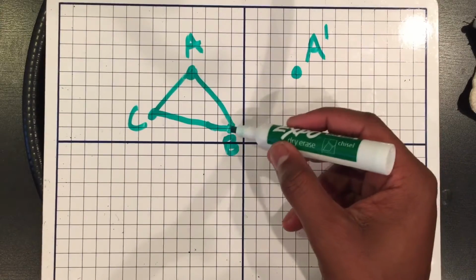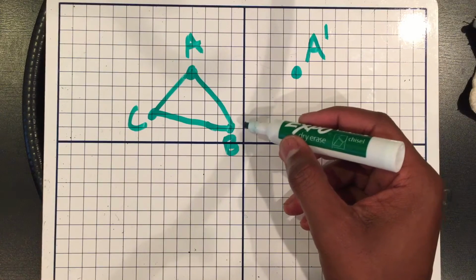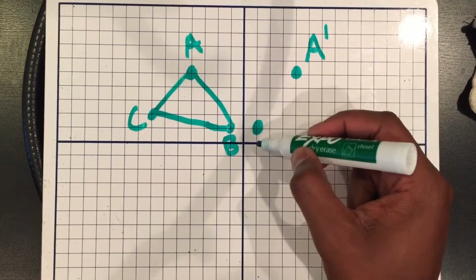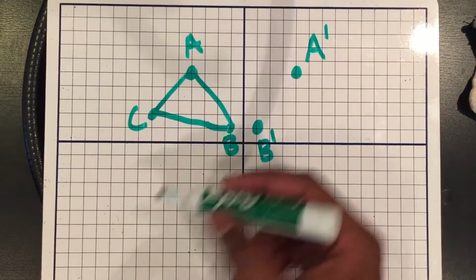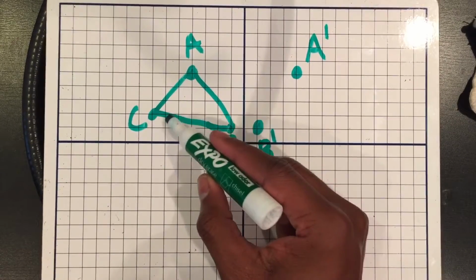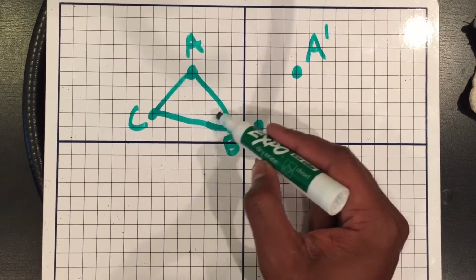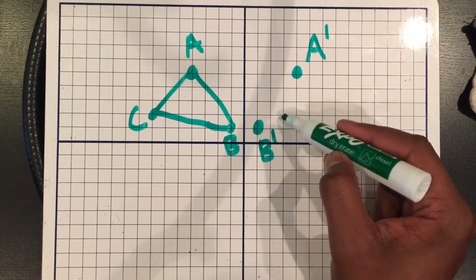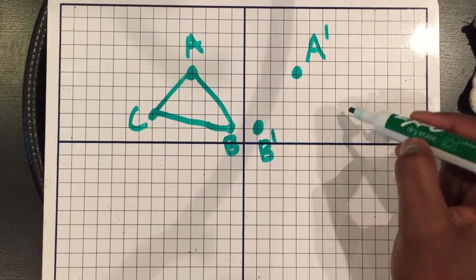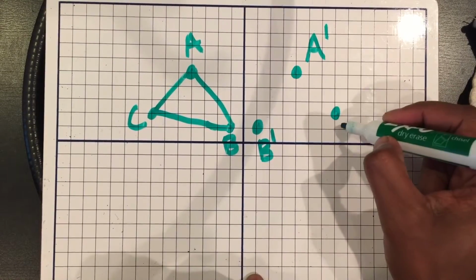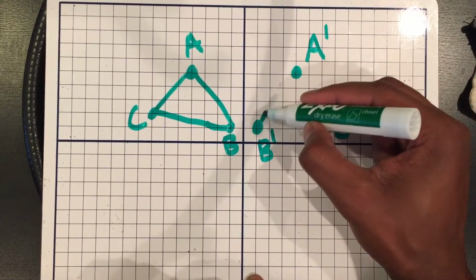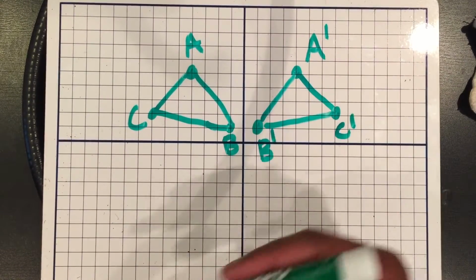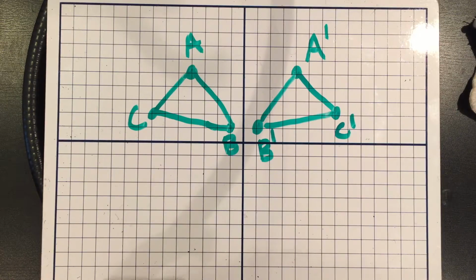When we look at coordinate B, it's 1 away. So we want to move 1 in this direction. We'll call that coordinate B prime. And then when we look at coordinate C, it is 1, 2, 3, 4, 5, 6, 7 away. So we want to move 1, 2, 3, 4, 5, 6, 7. We'll call it coordinate C prime. We'll connect that. And so you can see that we reflected this image over the y-axis.